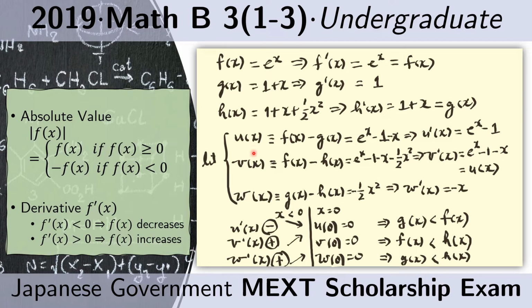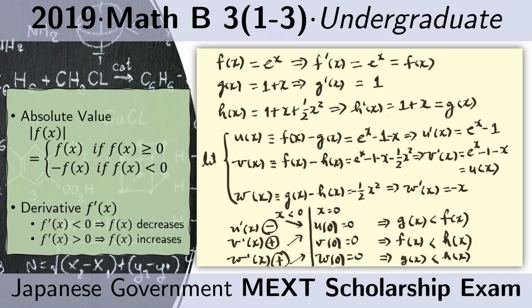Going back to u of x and v of x, we get these expressions. It's not really obvious whether they will be negative or positive, so it's not straightforward to tell whether f is greater than g or f is greater than h. We'll have to employ a different strategy.